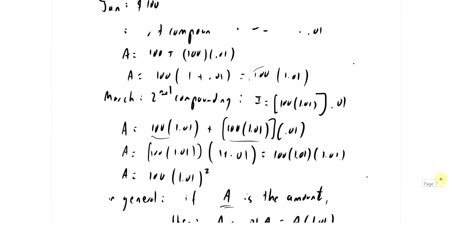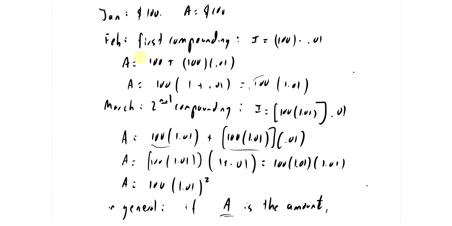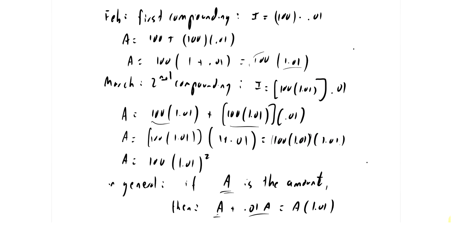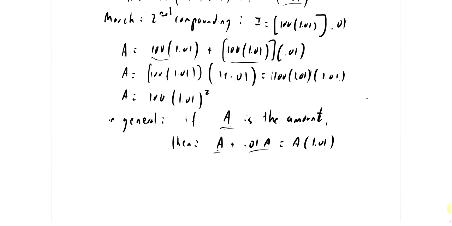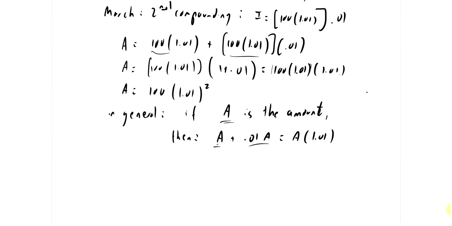Right? And we're seeing that over and over again here. We start out with this amount. How much do we have after one compounding? We have the amount we had in the account before times 1.01. What about after the second compounding? We had the amount we had before times 1.01. And so every time you compound, you're essentially taking the amount that's in the account and multiplying it by 1.01.